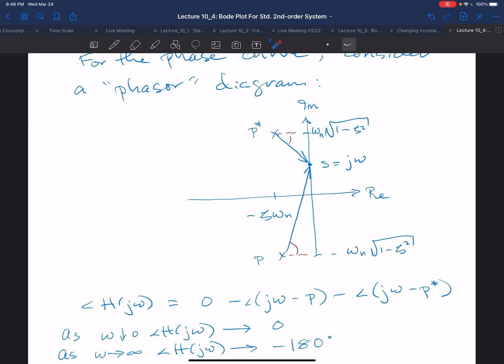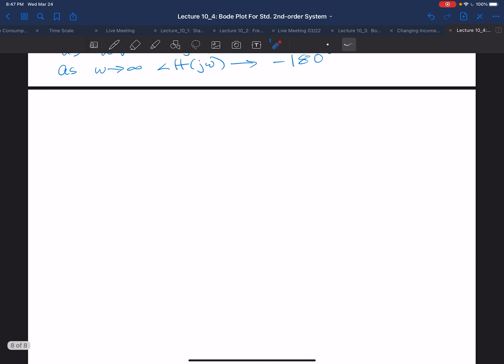Now, how are we going to sketch this? Again, the actual value depends on zeta. So what we're going to use as our piecewise linear approximation is what you would get as zeta approaches 0. So as zeta approaches 0, the real part of these poles goes to 0. So the poles themselves approach the imaginary axis at a point that would be omega n. So you would essentially have poles at plus and minus j omega n. Let's draw that situation.